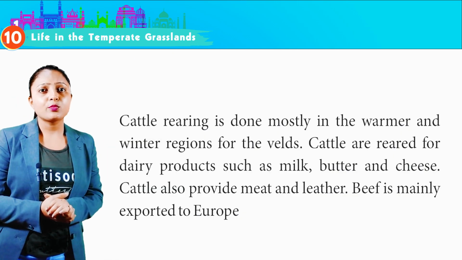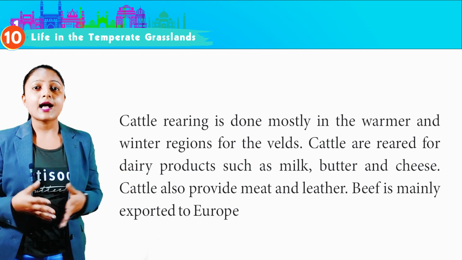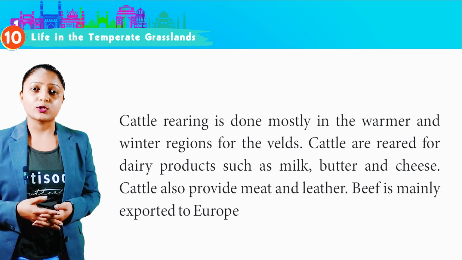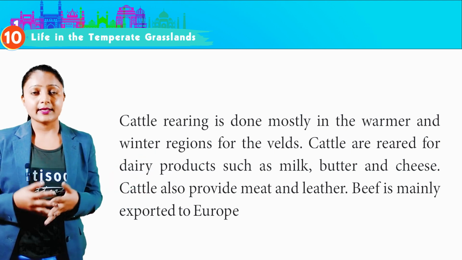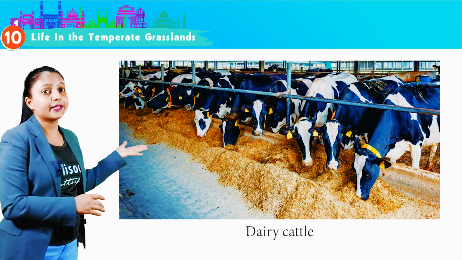Cattle rearing is done mostly in the warmer and wetter regions of the Veld. Cattle are reared for dairy products such as milk, butter and cheese. Cattle also provide meat and leather. Beef is mainly exported to Europe. This is the image of dairy cattle.